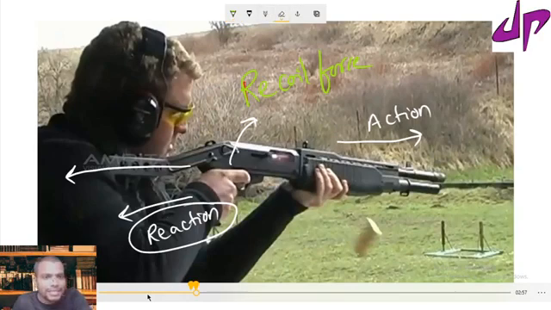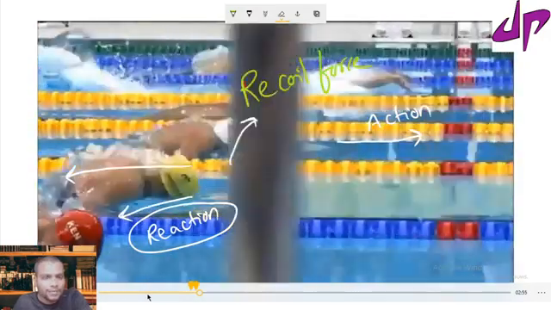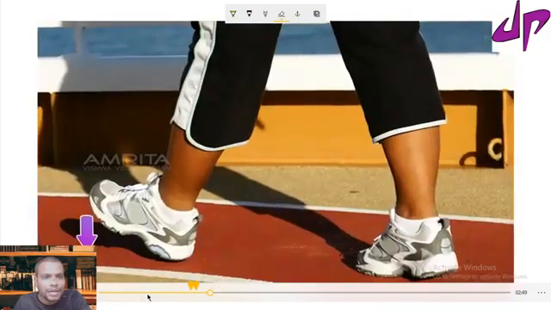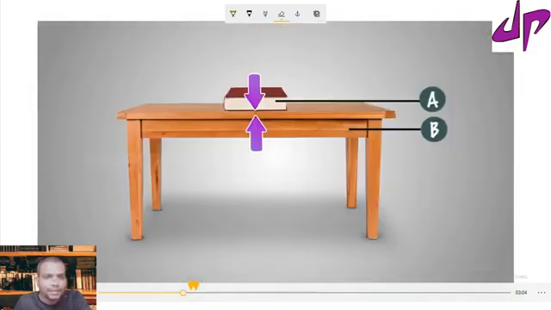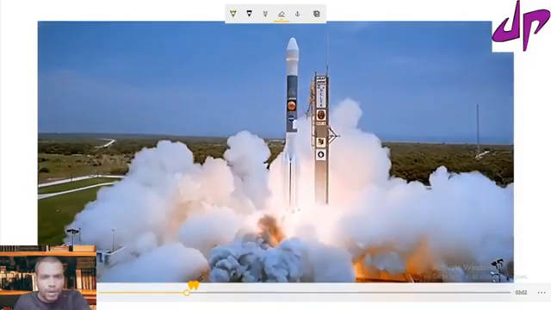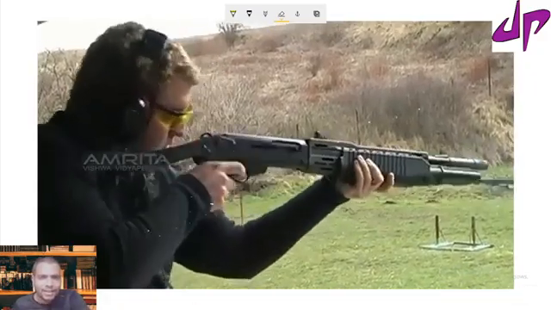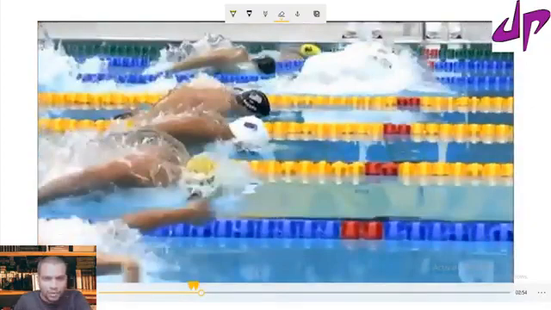Now let's see some other general examples. If you play it here, see, while we are swimming and while we are boating, these all are general examples for action and reaction. When a rocket moves forward, that is due to reaction, and the rifle moves backward, that is also due to reaction.